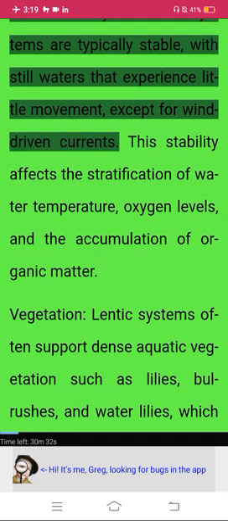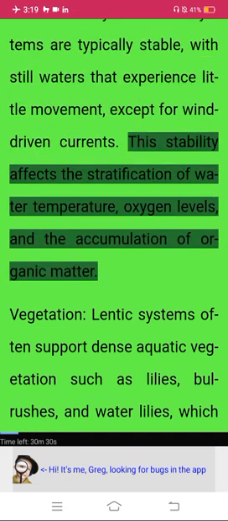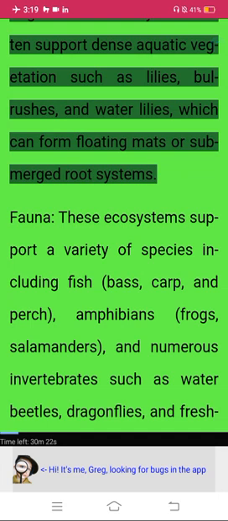Water stability. Lentic ecosystems are typically stable, with still waters that experience little movement, except for wind-driven currents. This stability affects the stratification of water temperature, oxygen levels, and the accumulation of organic matter. Vegetation. Lentic systems often support dense aquatic vegetation such as lilies, bulrushes, and water lilies, which can form floating mats or submerged root systems.